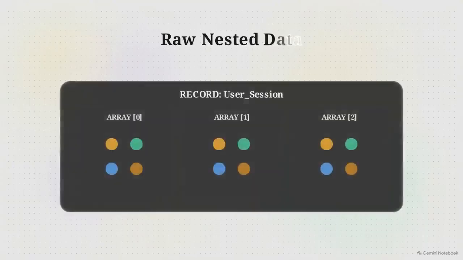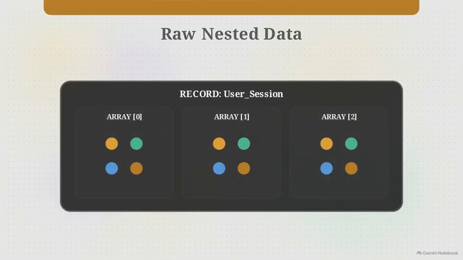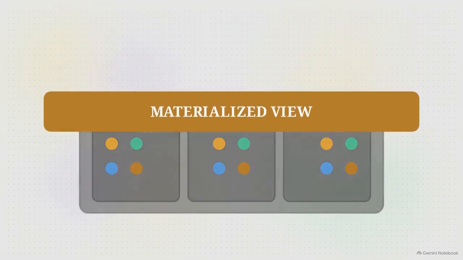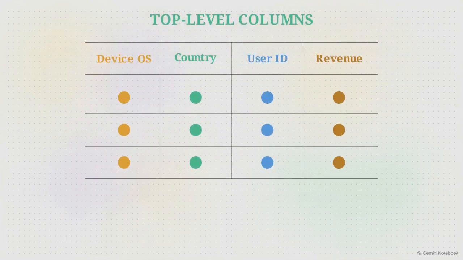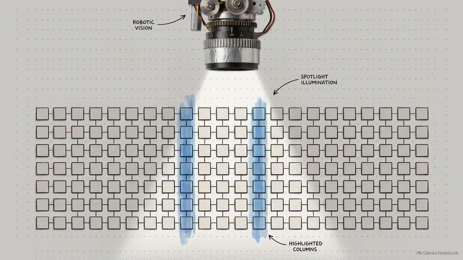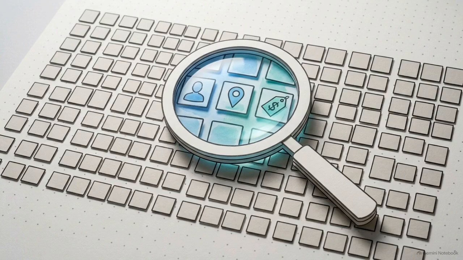To prevent that corruption, data engineers use materialized views to physically flatten the architecture. This structural shift forces every hidden piece of information out of the arrays and turns them into exposed top-level columns. Flattening the data into two dimensions removes the structural barriers, providing the exact environment machines require to successfully profile the dataset.